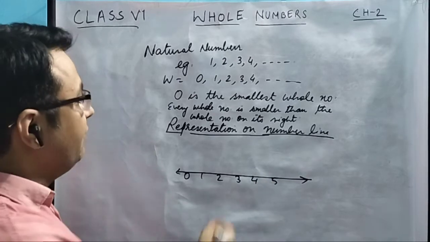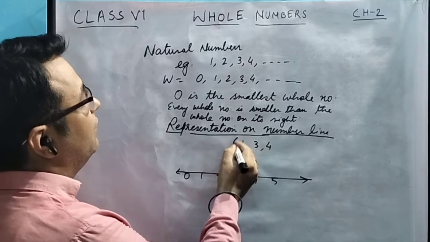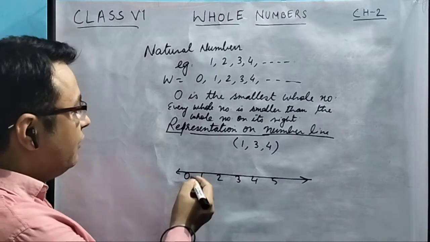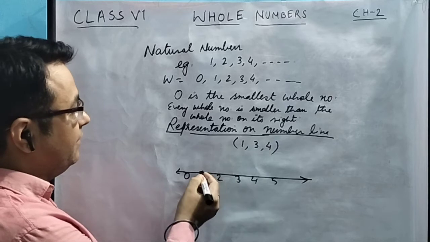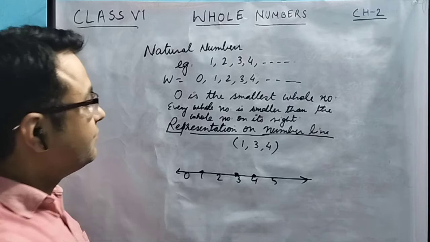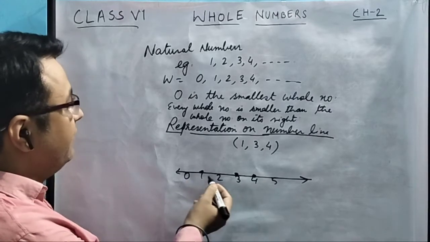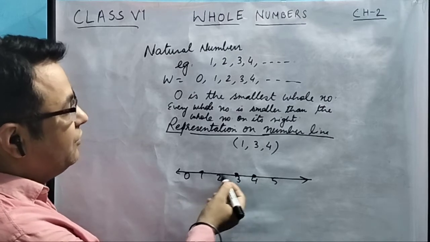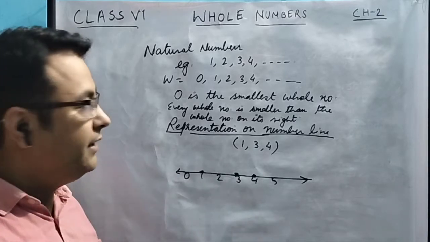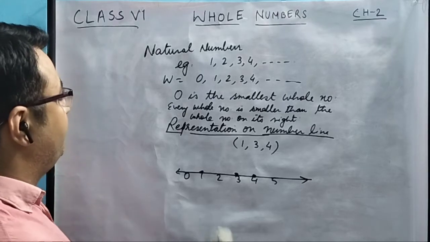Suppose we need to represent whole numbers 1, 3 and 4 on the number line. What we will do is mark a dot on these numbers 1, 3 and 4. We can check these properties also using the number line. Here 3 is on the right side of 1, so 3 is greater than 1 or 1 is smaller than 3. So this is how we represent whole numbers on the number line.